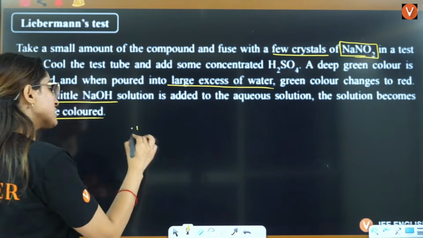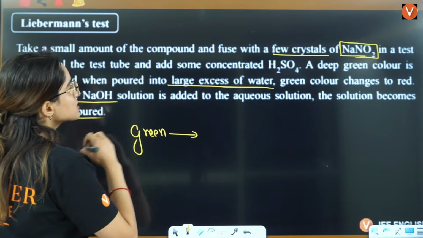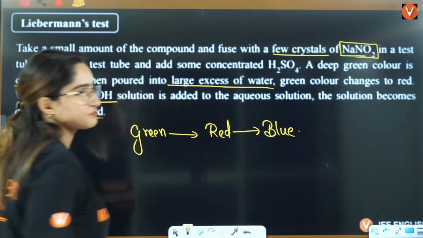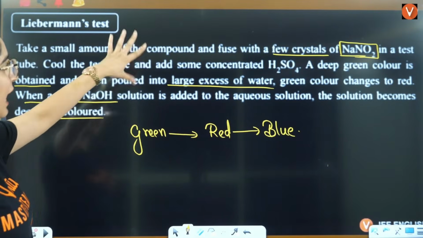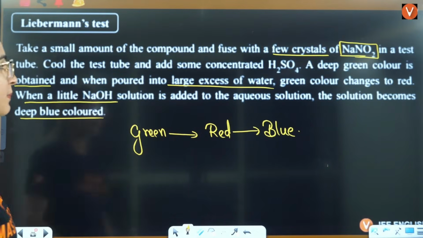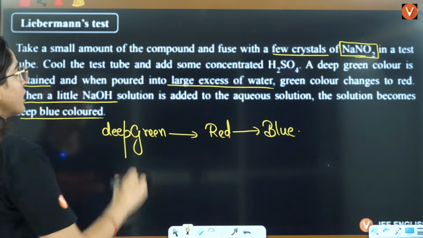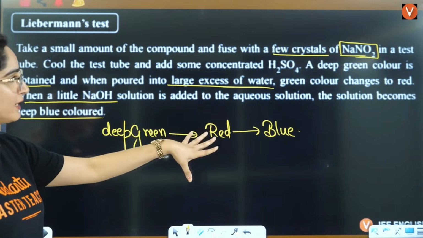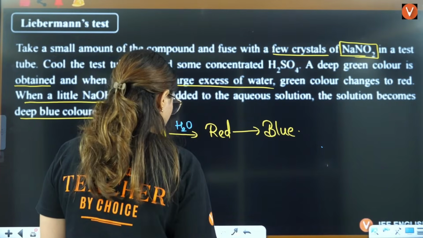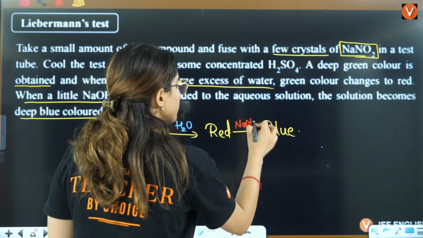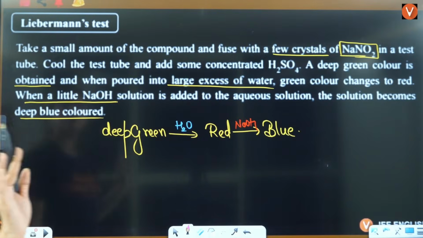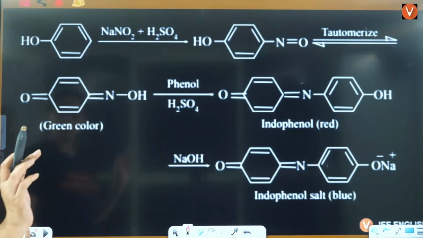So firstly you have the appearance of green color, then that changes to red color, then that red color changes to blue color. You take the test tube, put the organic compound in it, react it with NaNO2 and H2SO4, and a deep green color will appear. After this, when you dilute it, it becomes red, and when you add NaOH, it becomes blue. It means if all these variations are there, then phenol is present here.